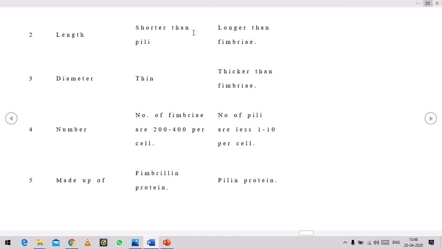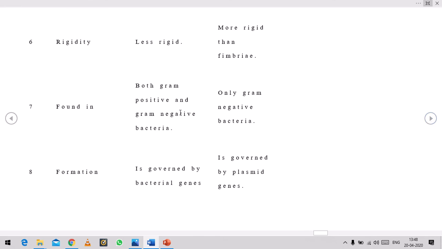Now we come to the length. Fimbriae are shorter than pili; pili are longer. Diameter: fimbriae are thin, pili are thicker. The number of fimbriae is 200 to 400 per cell, but the number of pili is only 1 to 10. Here is the fimbrilin protein and here is the pilin protein. Rigidity: fimbriae are less rigid, pili are more rigid. Fimbriae are found in both gram-positive and gram-negative bacteria; pili are only in gram-negative bacteria.